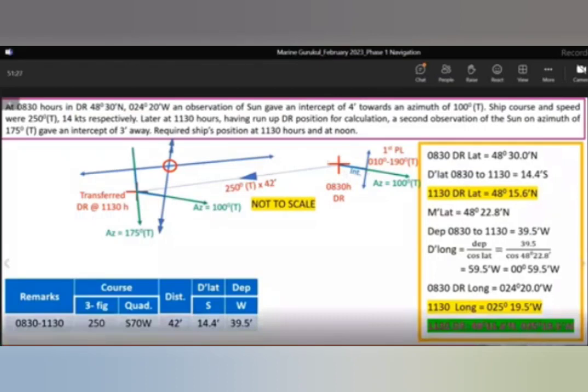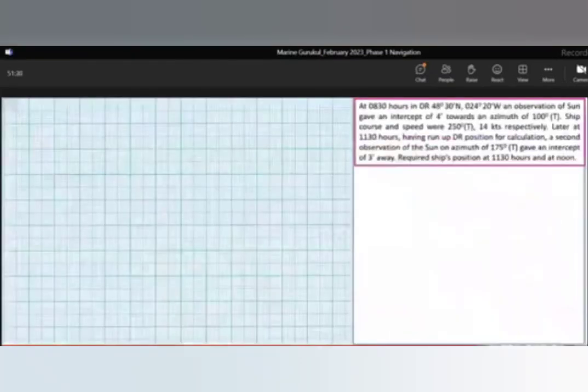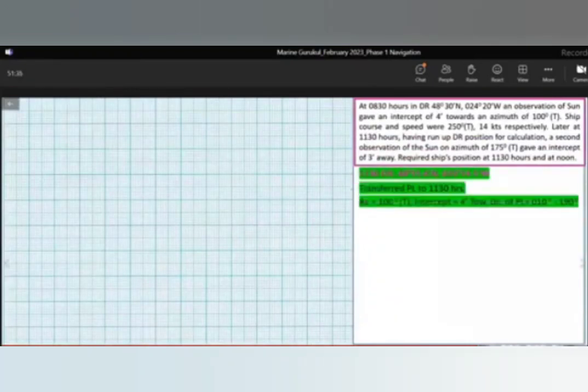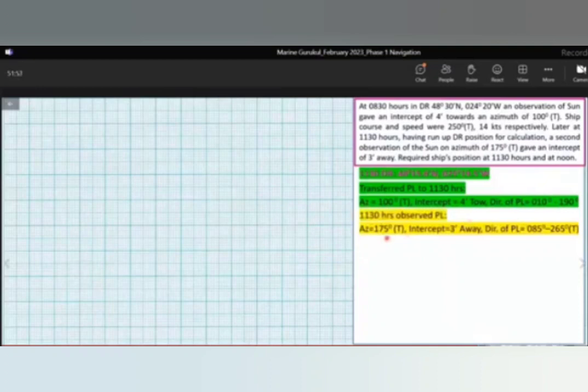Okay, beta. Let's move ahead now. Now, having got the 1130 DR coordinates, the two PLs can be plotted. We know the transferred PL shall have a direction of 010 degrees to 190 degrees true, and its ITP shall be basis this azimuth and intercept out here. And likewise 1130 PL we'll get the ITP using azimuth of 175 degrees true, intercept 3 miles away, and direction of the PL shall be perpendicular to azimuth, which comes to 085 degrees to 265 degrees true. So we can get going with the plot.